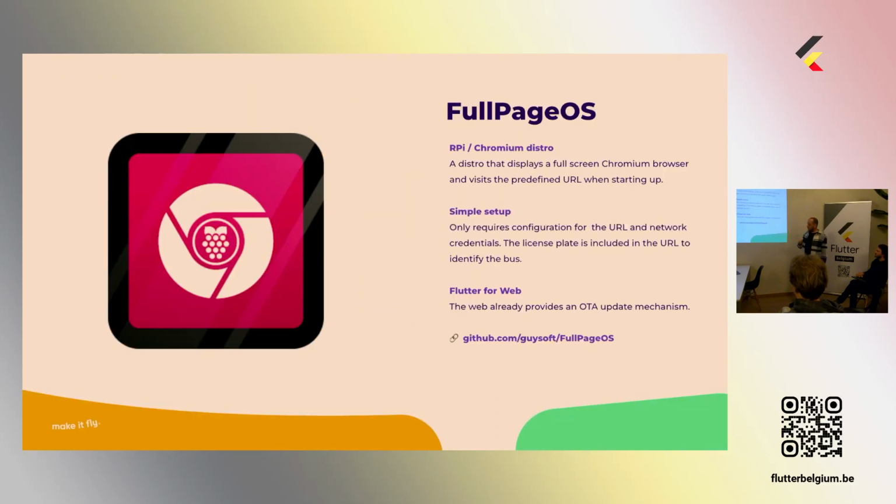But then we were looking for still another solution. Using Flutter on Linux on the Raspberry Pi was tedious at that time. When I was looking at which type of operating system I could install on the Raspberry Pi, I just went through a list and my eye fell on one called Full Page OS. You can probably guess what it does already.